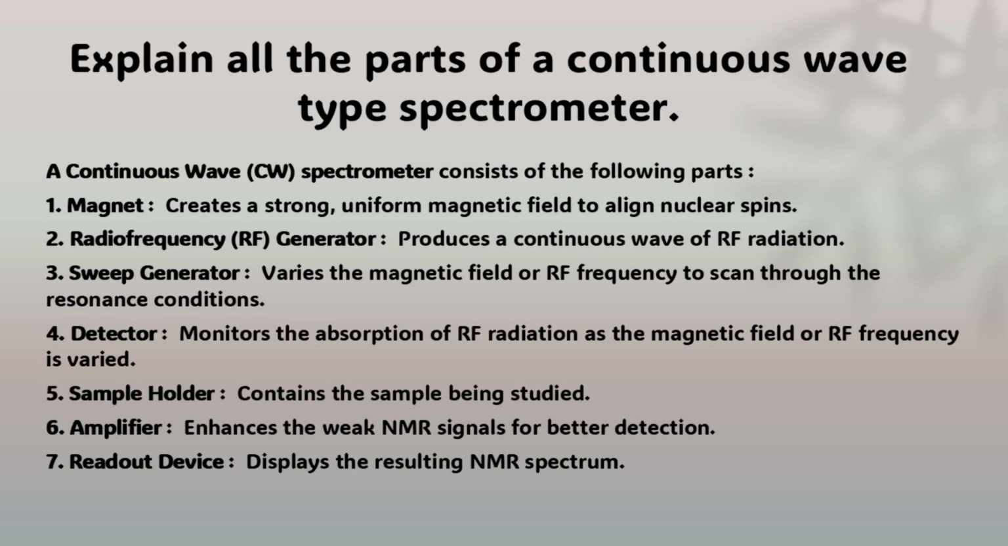2. Radio frequency, RF, generator. It produces a continuous wave of RF radiation. 3. Sweep generator. It varies the magnetic field or radio frequency, RF, radiations to scan through the resonance conditions.